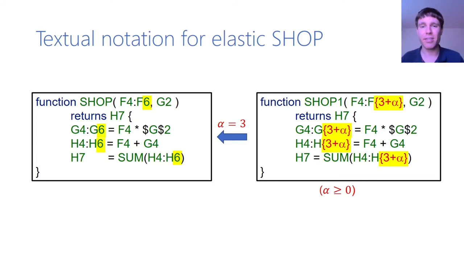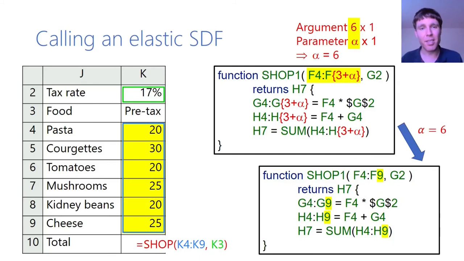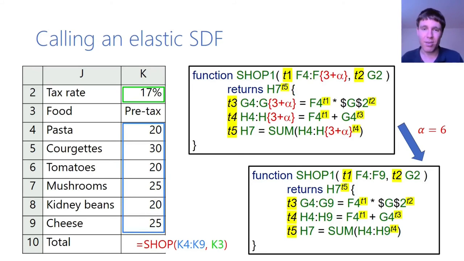When an elastic SDF is called, we set the length variables to match the argument sizes, in this case setting alpha to 6, and substitute them into the definition, giving an ordinary SDF that we can evaluate as before. Note that tiles may collide when they expand. We address this by labeling each reference with the tile or tiles it originally pointed to, and having it read only from those tiles, even if others overlap them. Here, the reference in the sum reads the H7 of tile 4, while the output reference reads the H7 of tile 5. We do this for all SDFs, but to reduce clutter, we won't show the labels for the rest of the talk.